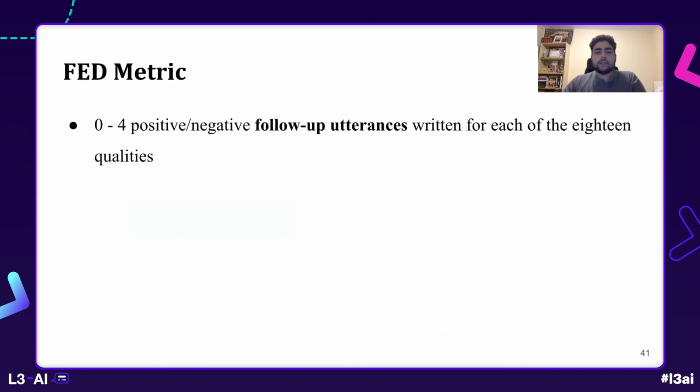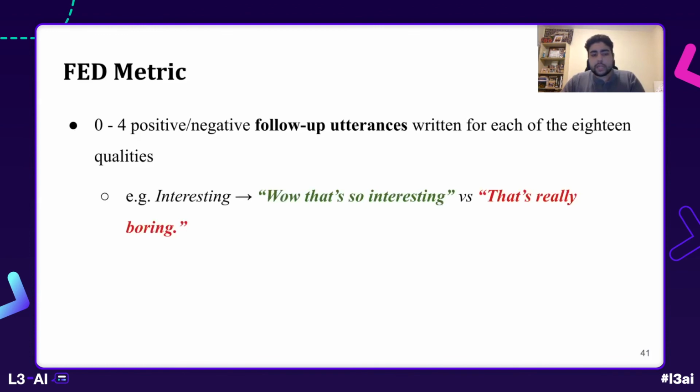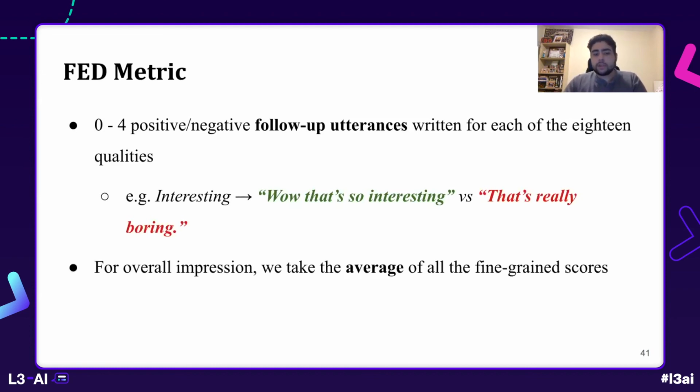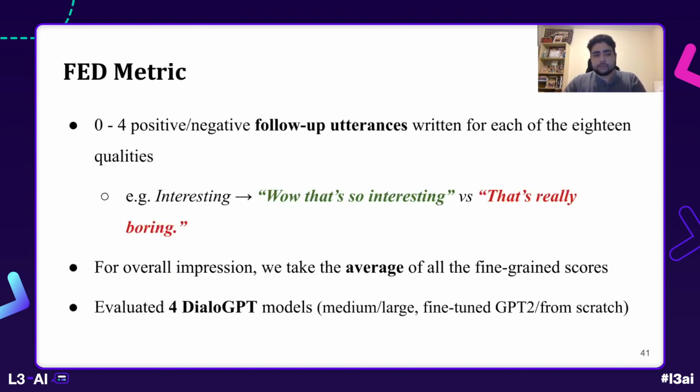For every one of the 18 different dialogue qualities, we manually come up with between 0 and 4 positive and negative follow-up utterances. For example, for the interesting quality, one of our positive utterances is, "Wow, that's so interesting," and one of our negative follow-up utterances is, "That's really boring." Then to measure the overall impression, we take the average of all the fine-grained scores. We evaluate 4 different DialoGPT models, medium and large, and then also fine-tuned from GPT-2 versus fine-tuned from scratch.